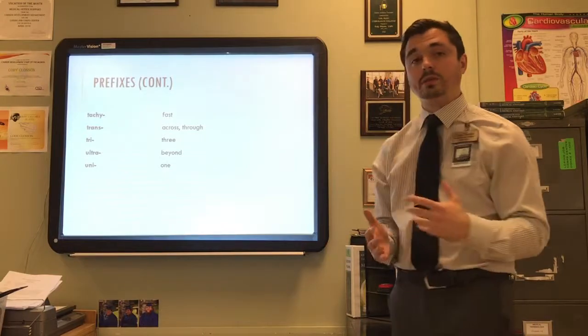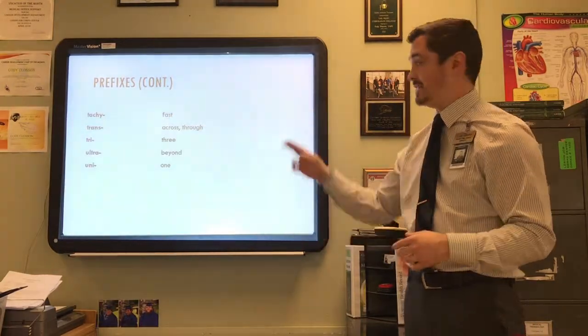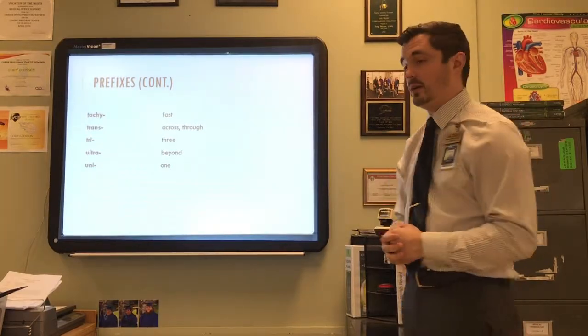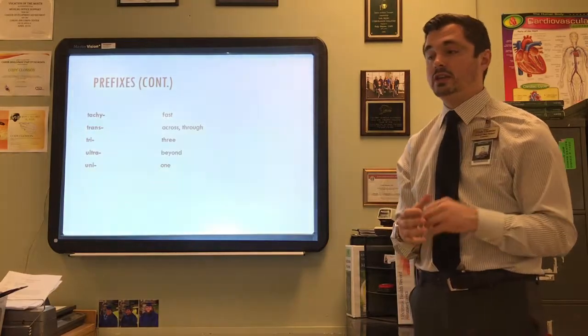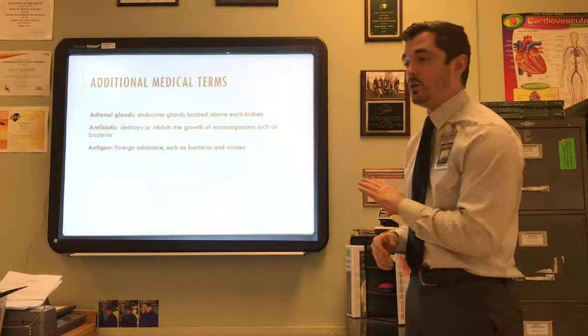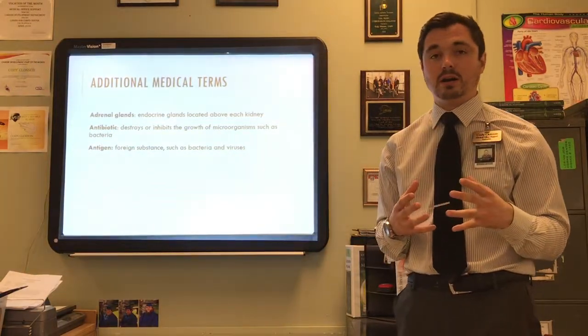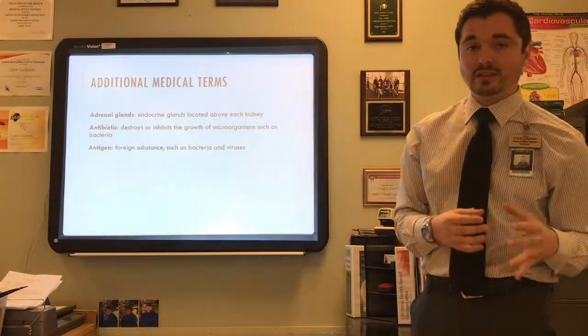Trans is across or through, while tri, we have bi, quadri, and now tri. Tri means three, like a tricycle. Ultra means beyond, and uni is one. So some of the terms that we're going to go over now can't be made up of medical word parts directly, okay? And you need to know the definitions of them.